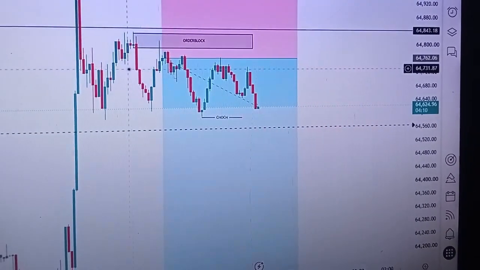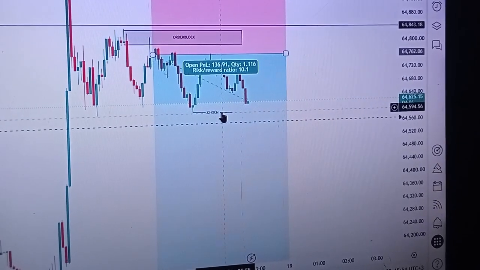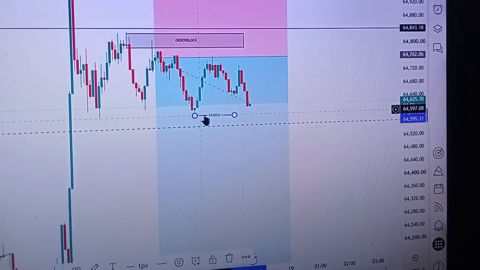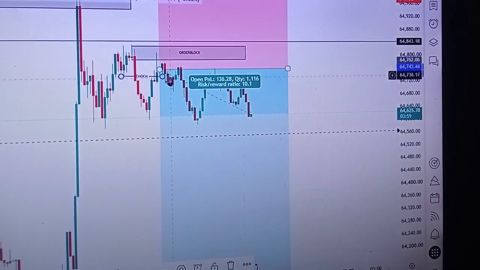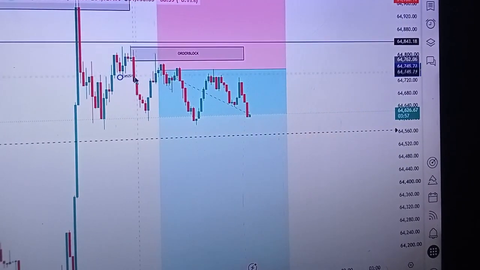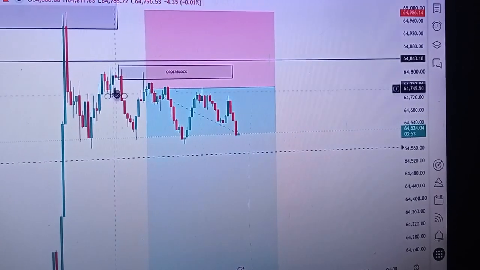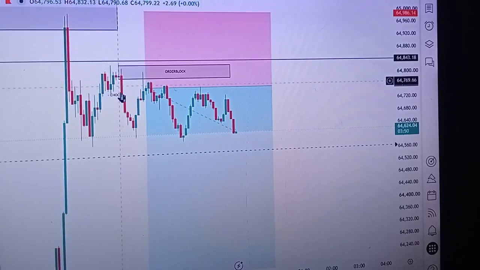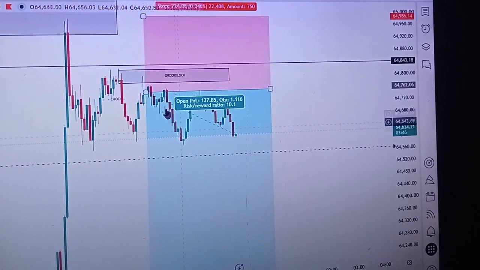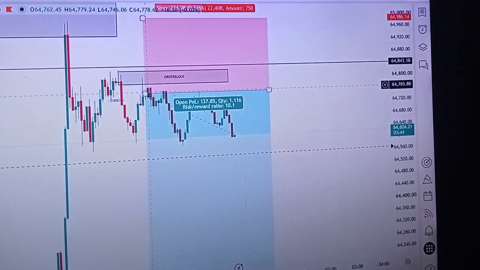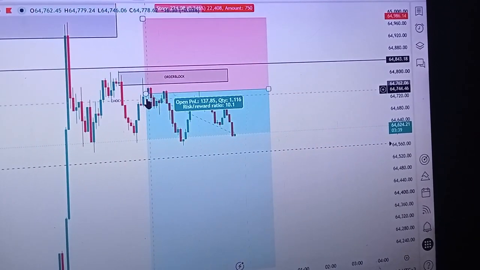As you guys can see right here, we have a change of character. Let me put this on there. Here's the change of character, like this. Yeah, it's tiny. So we had the change of character and then the order block. As you can see, the price went back up here and then tapped the order block and started dropping. So I took my trade immediately at this order block. Also we have the FVG, but the only thing missing here is liquidity.